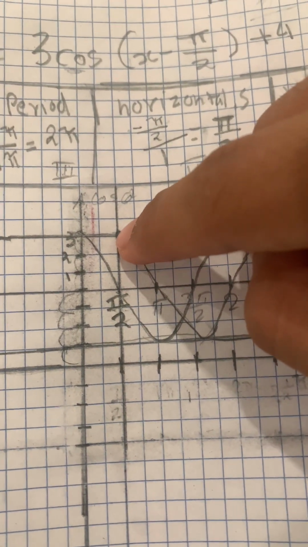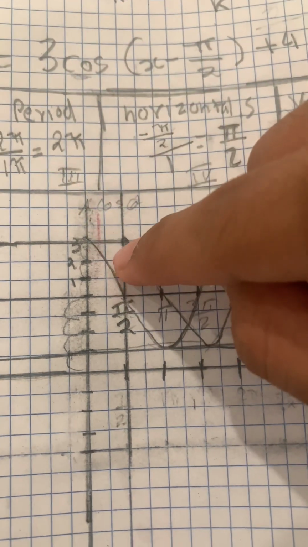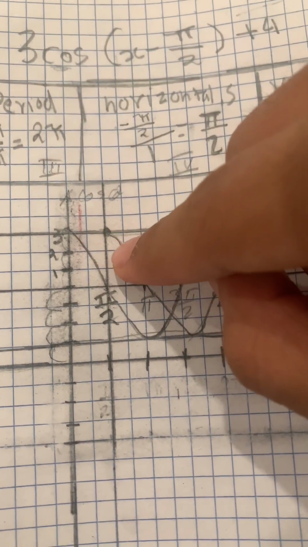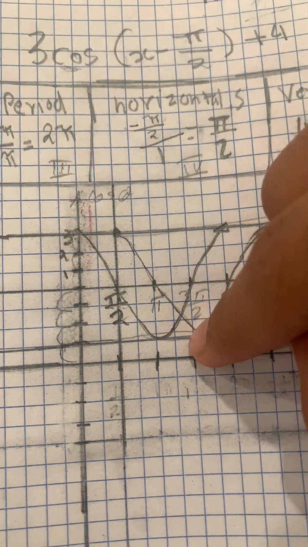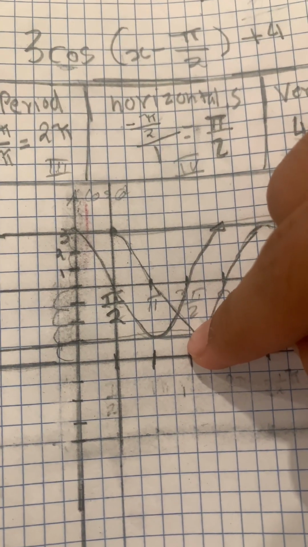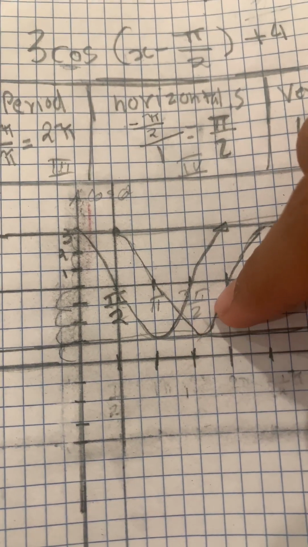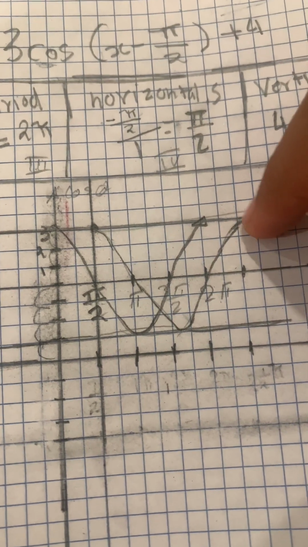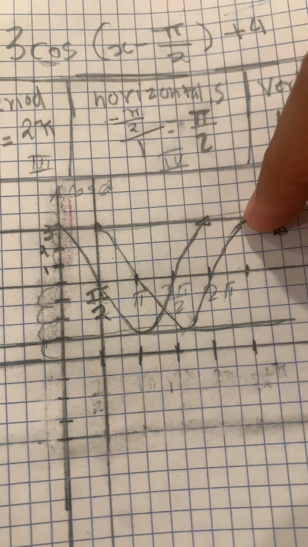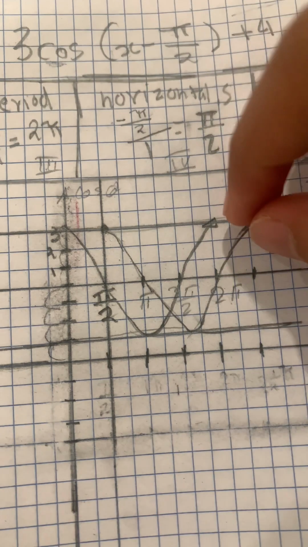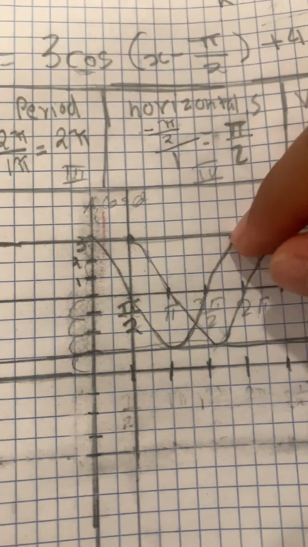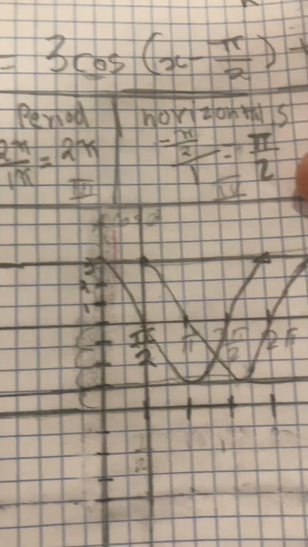Since it's cosine, it will start from the top, it goes down until 3 pi over 2, and then it goes up until it reaches the point, which is 2 pi. Yeah. Thank you for listening.